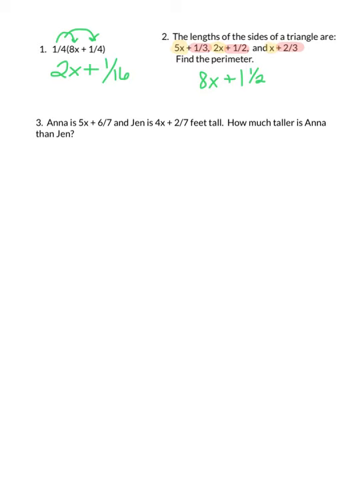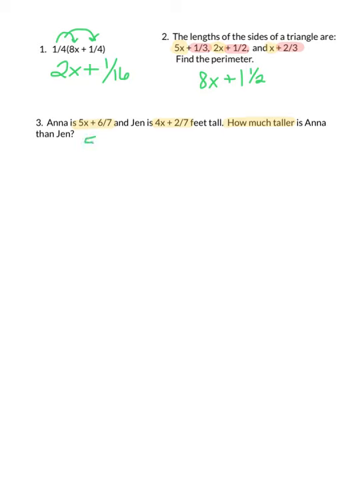Number 3, Anna is 5x plus 6/7, and Jen is 4x plus 2/7 feet tall. How much taller is Anna than Jen? So we see that Anna is 5x and 6/7, and Jen is 4x and 2/7. How much taller means we're going to subtract. So I'm going to subtract Jen's height from Anna's height.